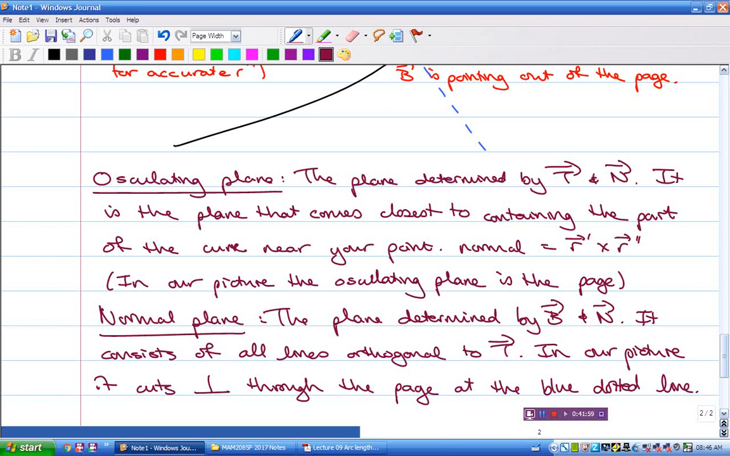Just like our X, Y, and Z axes divide our entire world into octants, basically big blocks divided by our coordinate axes, T and N and B divide the whole world into big blocks in the context of your actual space curve. Okay, let's stop there.